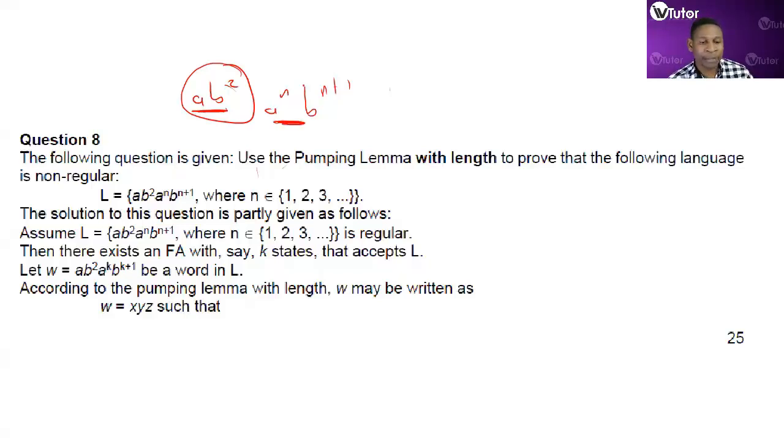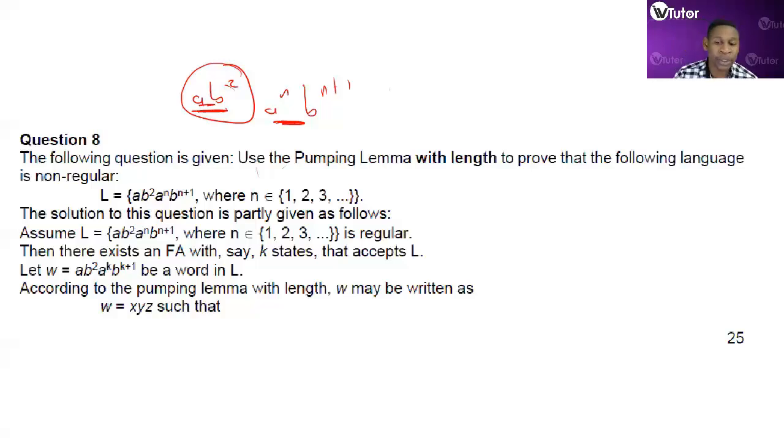We have got one AB substring or two AB substrings in the word, right? If y contains an AB substring, when we pump it, we are going to end up having more than two AB substrings. If y contains a BA substring, if we pump it, it means it's going to contain more than one BA substring, which both these cases lead to a word that is not in the language.